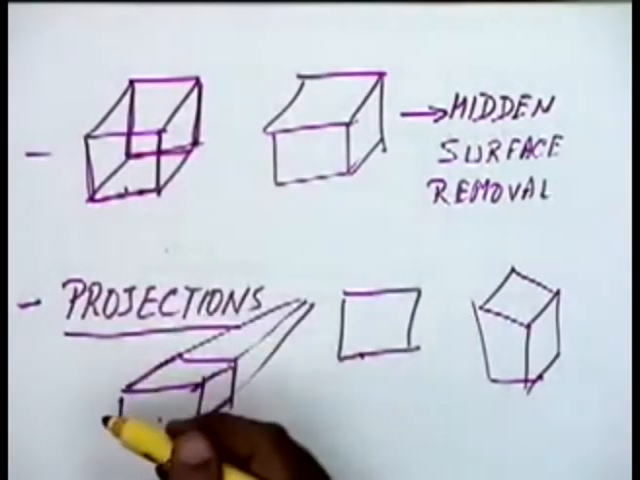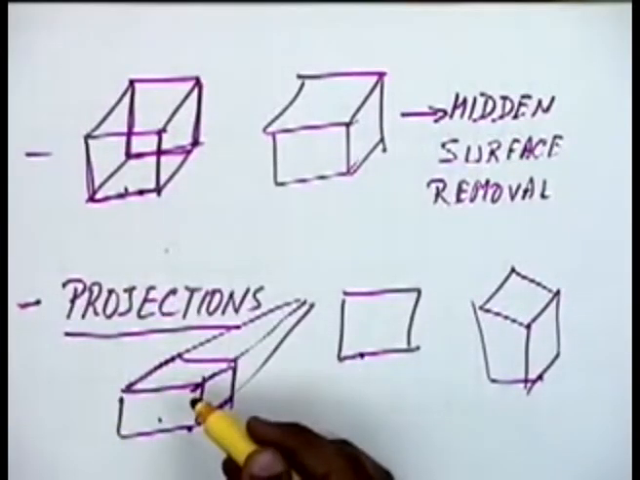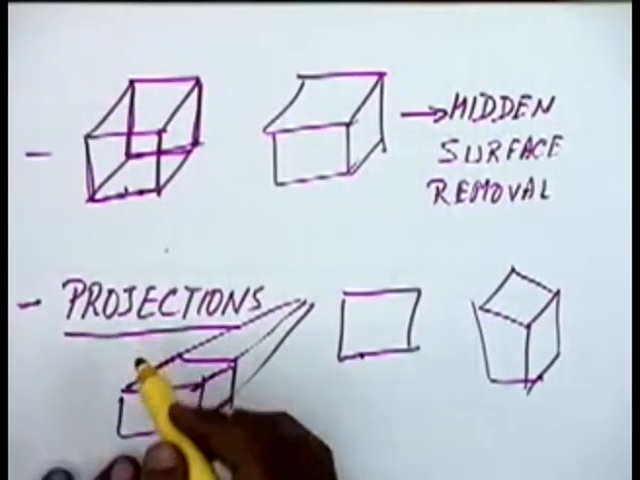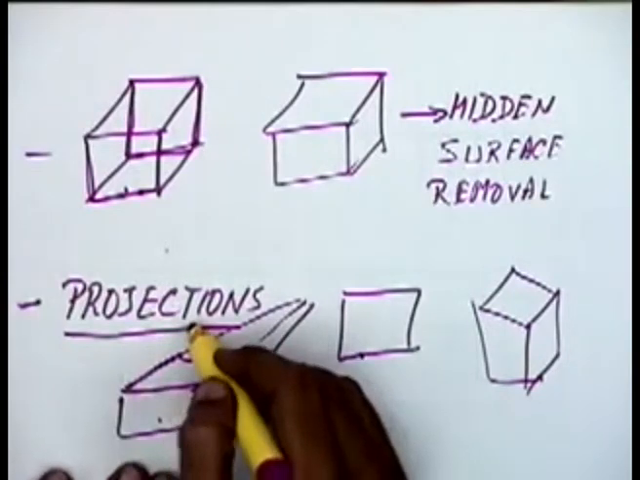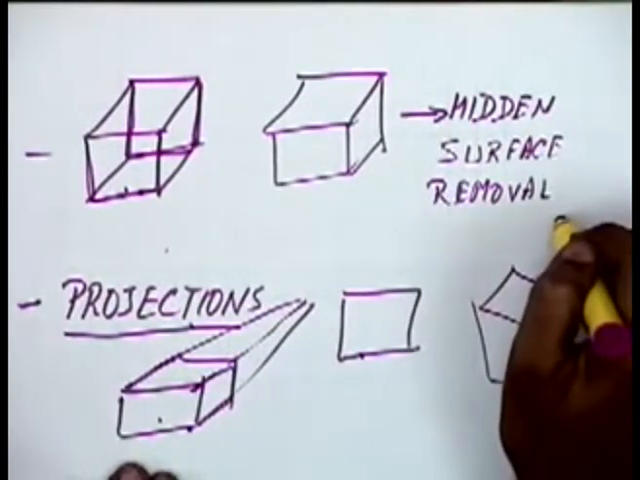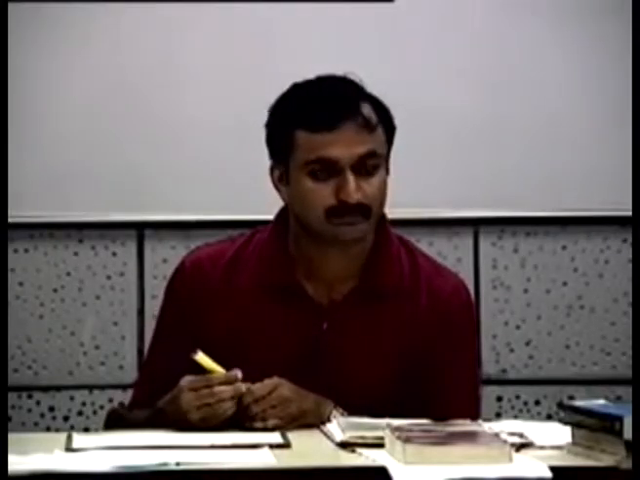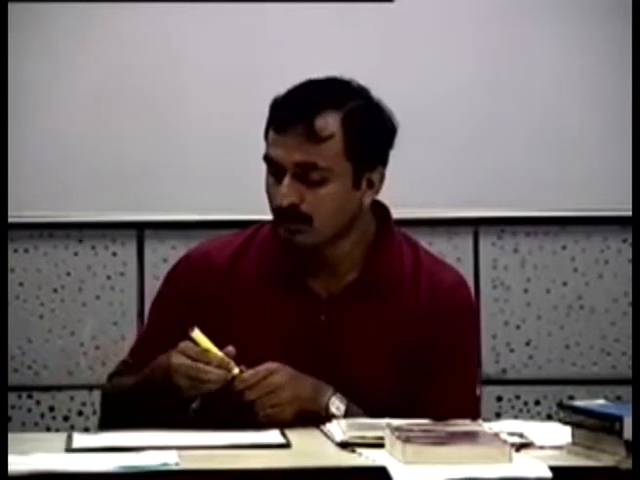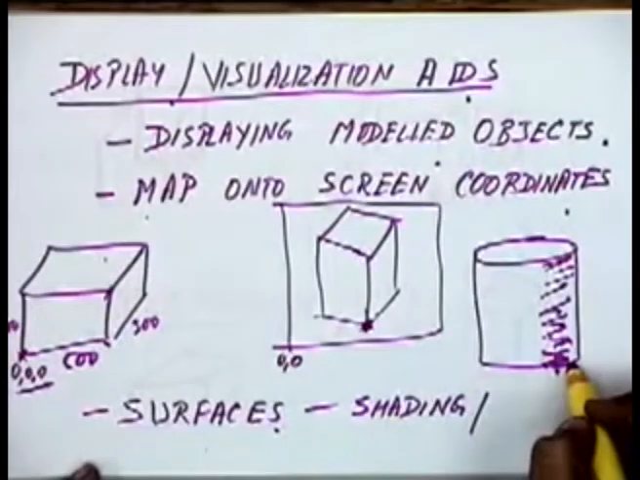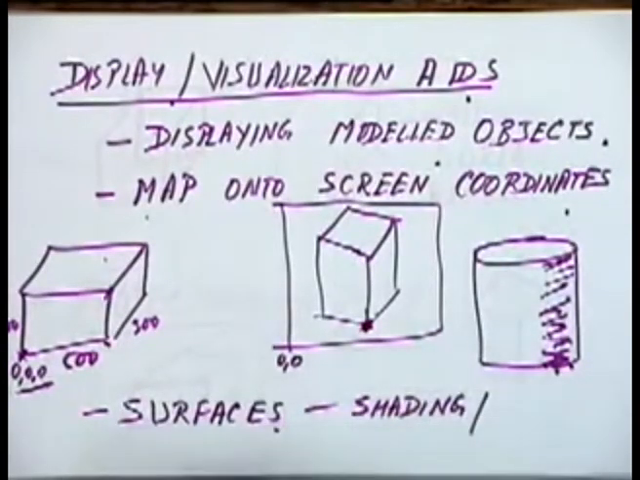We will be seeing methods for each of these tasks. We will see how projections can be obtained, we will see how hidden surfaces can be removed, we will see how simple display of lines and curves can be done. We will also see how the shading can be done. All these techniques we will be covering as a part of this course. Okay.